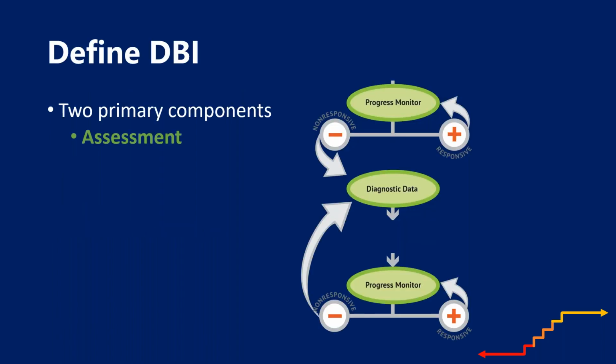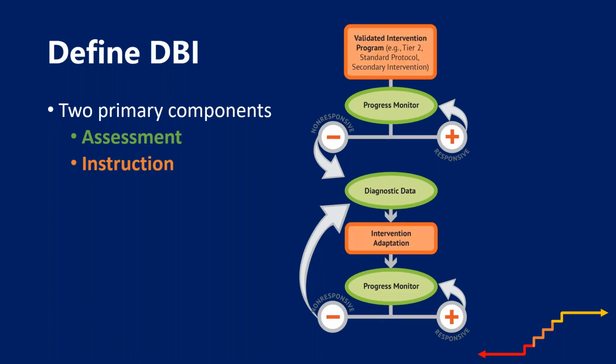In DBI, there are two primary components that we're addressing. Assessment is one. Everything from progress monitoring to diagnostic data, and then to continued progress monitoring in a cycle of examining responsiveness and non-responsiveness. Data is a primary component, and you'll learn a lot more about the assessments that comprise this Project STAIR process in our next webinar later in October.